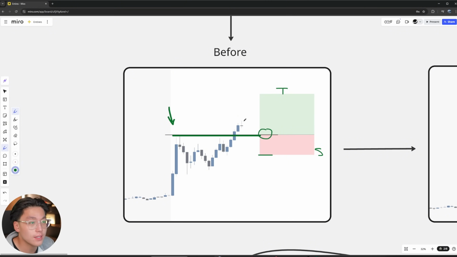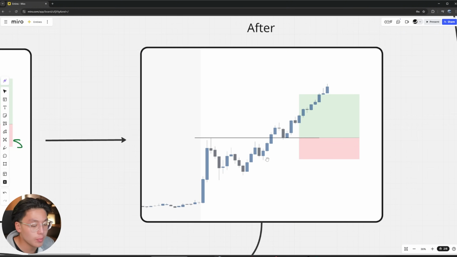So when it comes to this entry model, regardless of the price action, as I mentioned, we're going to be getting into the trade no matter what. And let's see how it plays out. As you can see right here, it ends up playing very nicely.